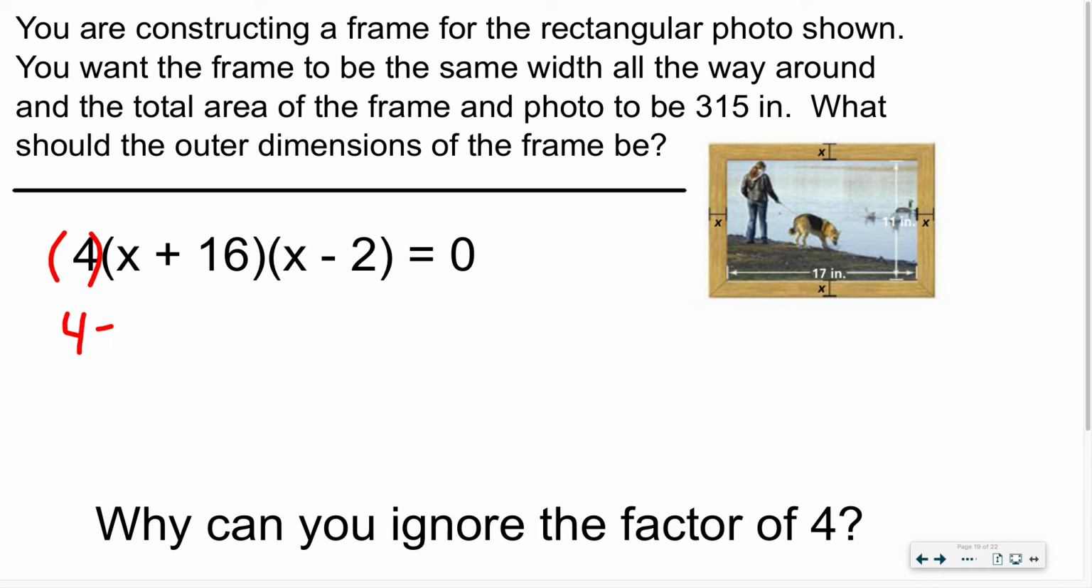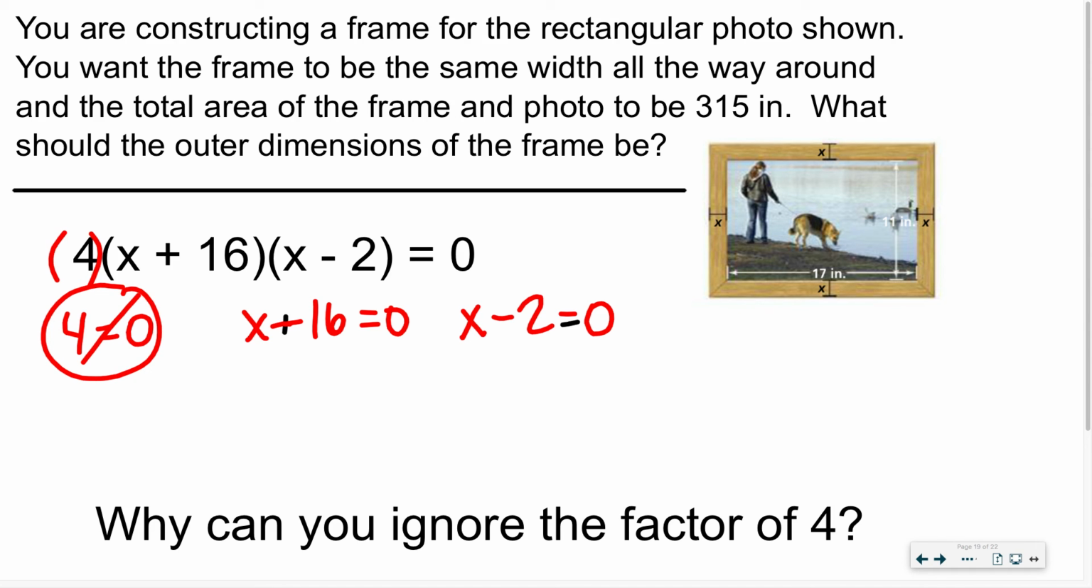I don't need to do this. Why not? Why do I not need to waste the time to do that, instead setting up my zero product property like I would do here? Because what? 4 equals 0? Why do I not need that? Because it's not true. Yeah, 4 can never equal 0.